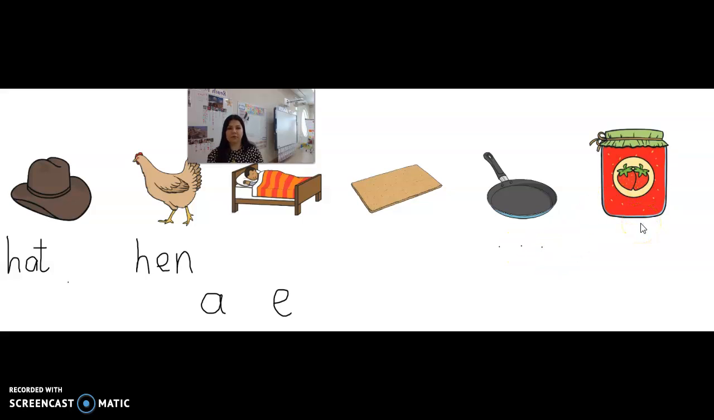And the last one for today is jam. Jam. How many sounds do you hear when you say jam? J, j, jam. So write j.